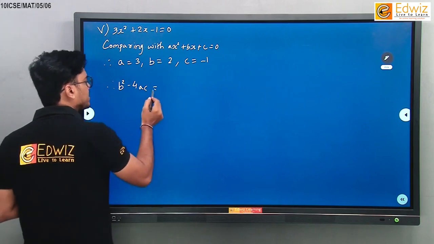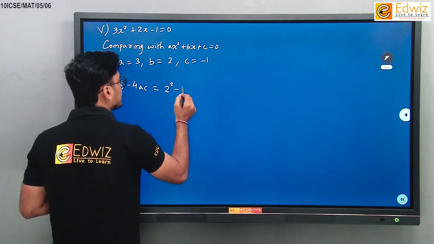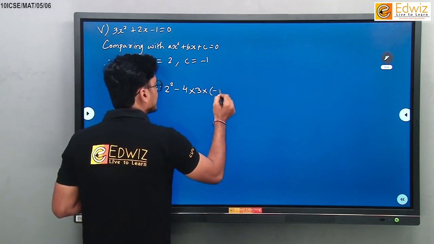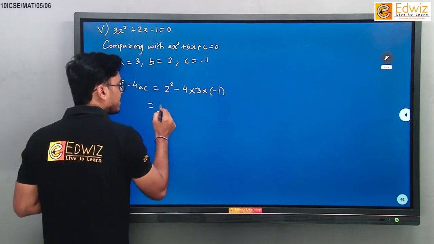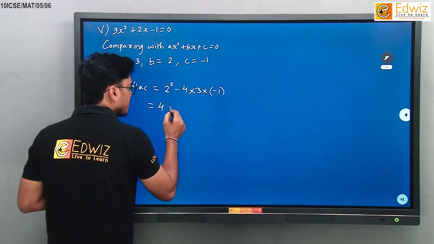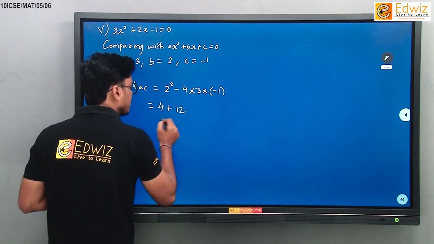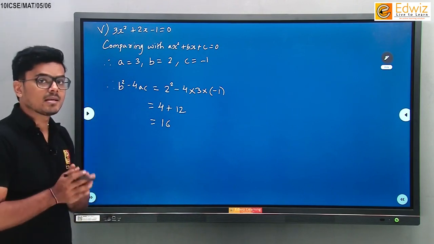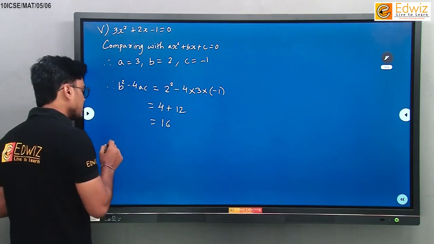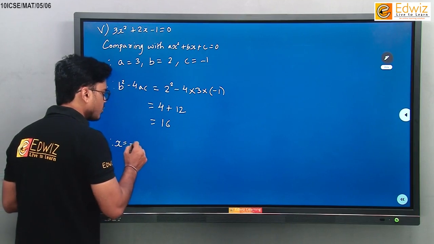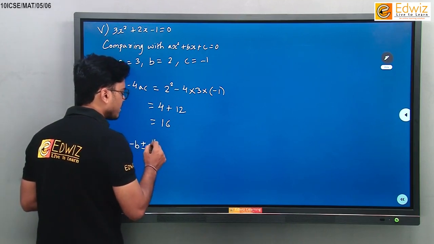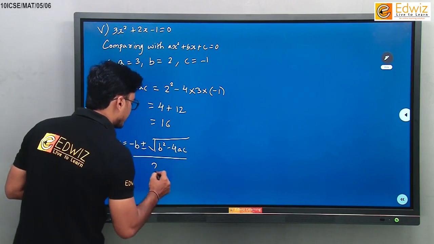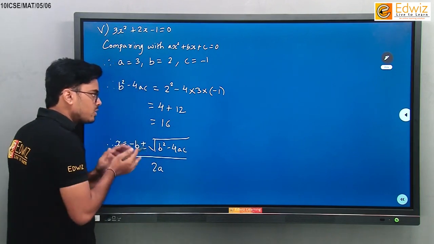b square minus 4ac will be 2 square minus 4 multiplied by 3 multiplied by minus 1. Okay, so you are getting 4 minus minus, plus, 4 3s are 12, that is 16. Okay, b square minus 4ac is 16. Use this in the equation. x is equal to minus b plus or minus square root of b square minus 4ac divided by 2a. Substitute the values here.